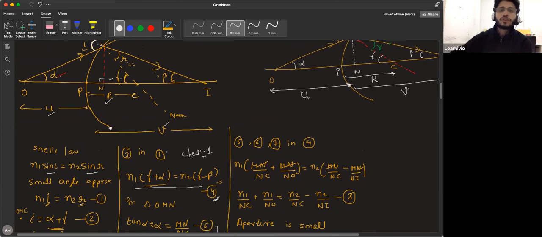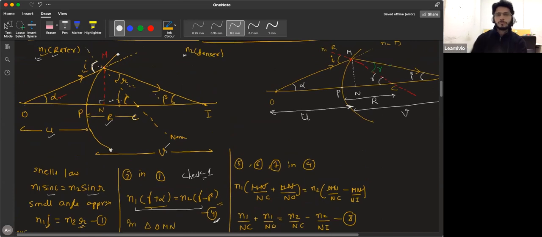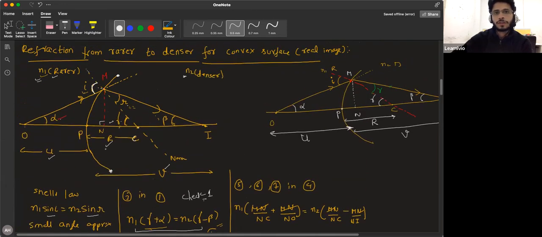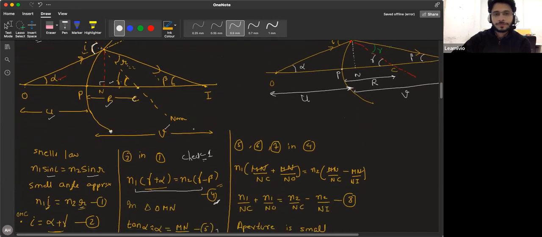Similarly, which triangle you will use for tan beta? Just look at this ray diagram. For tan beta, which triangle you will use? Triangle MNI. So in triangle MNI, tan beta is perpendicular upon base, MN by NI.